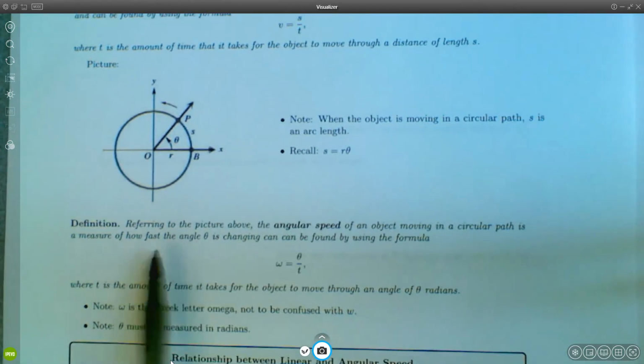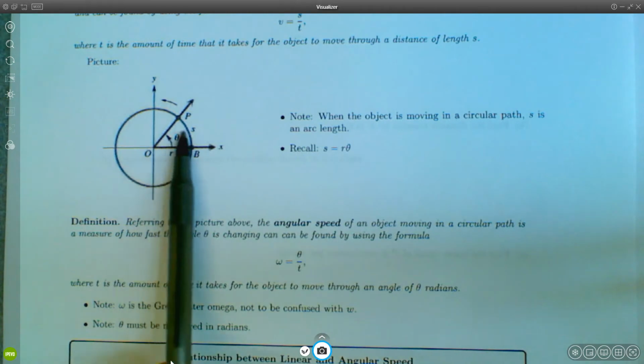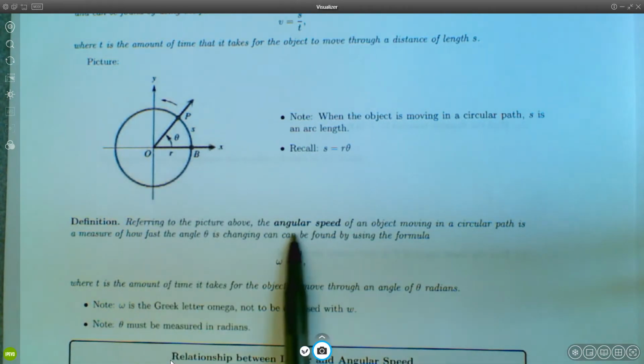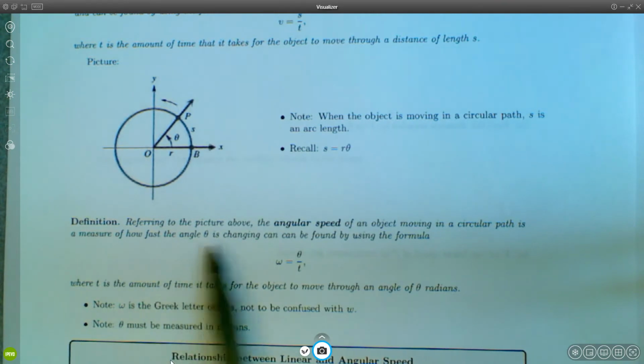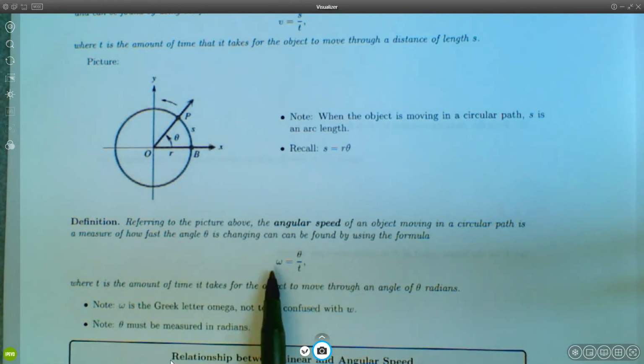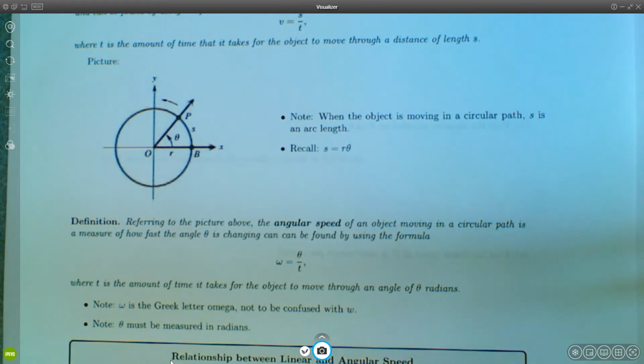So referring to this picture here, the angular speed of an object, so the speed at which theta is changing, is a measure of how fast the angle theta is changing, and we can find it. The symbol that we use is this Greek letter omega, a lowercase omega. So we say omega is theta over t, where t is the amount of time that it takes for an object to move through an angle of theta radians.